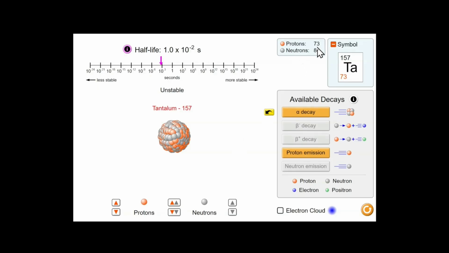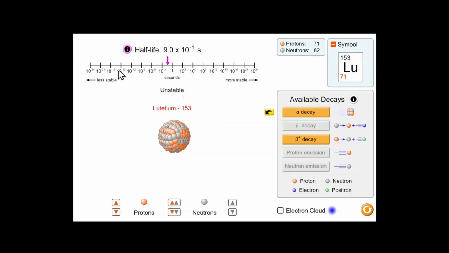So we lose 2 protons, we lose 2 neutrons, and now we have tantalum 157. I don't know if that has any kind of use. Again, we're going to ignore the proton emission here. We could just lose protons, but we're not going to. Okay, well, it's going to undergo another alpha decay. So it spits out another alpha particle.